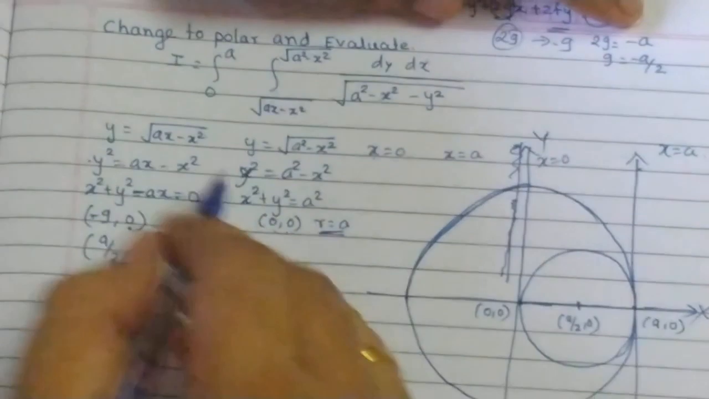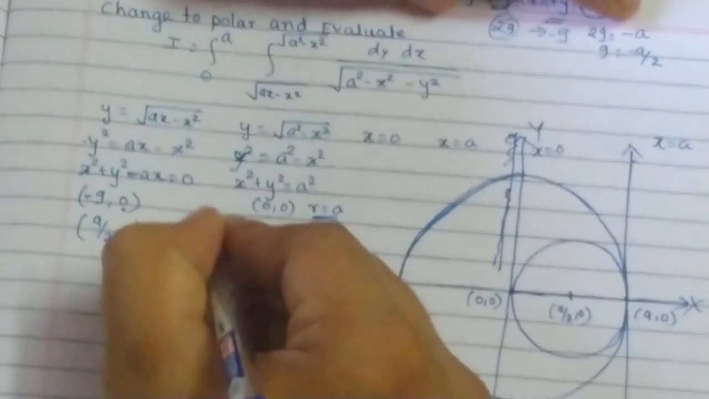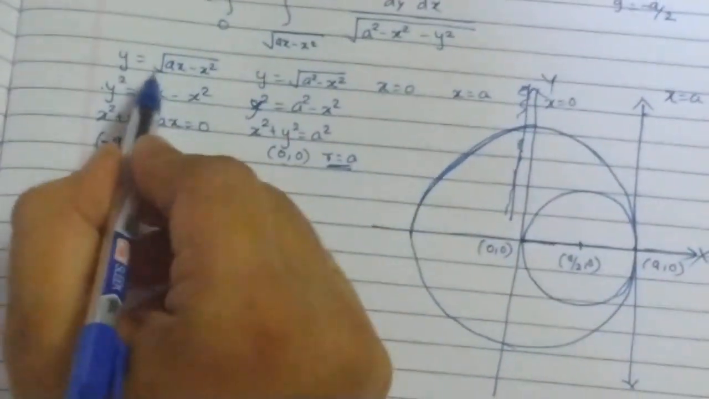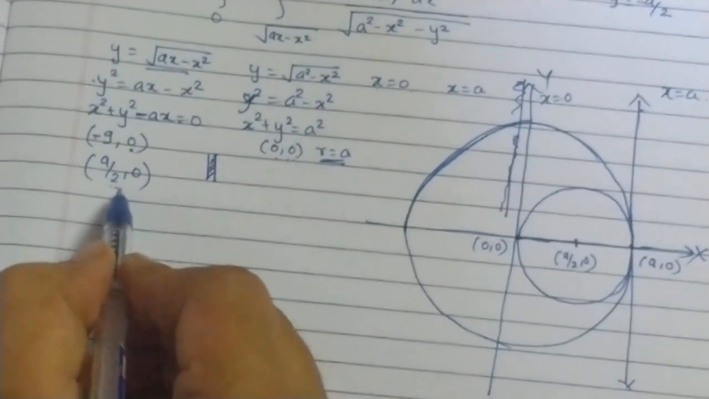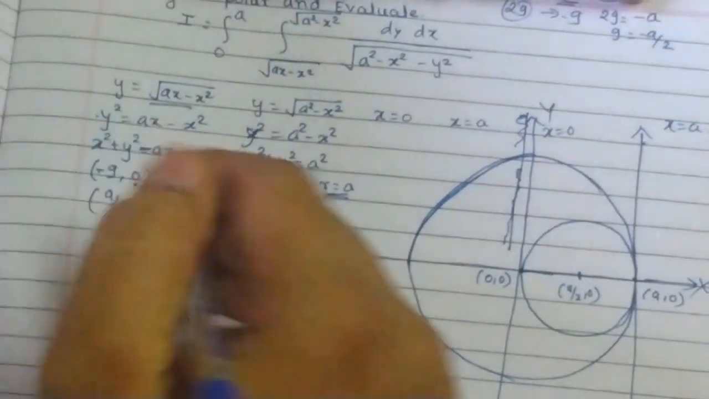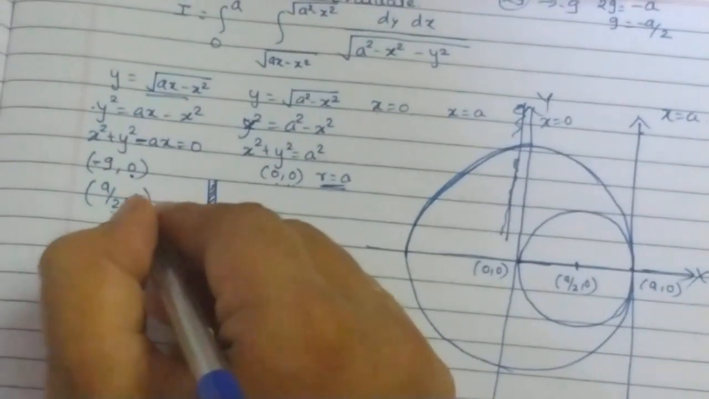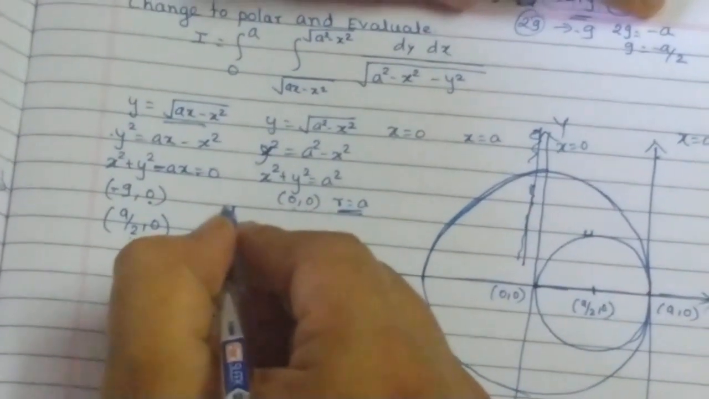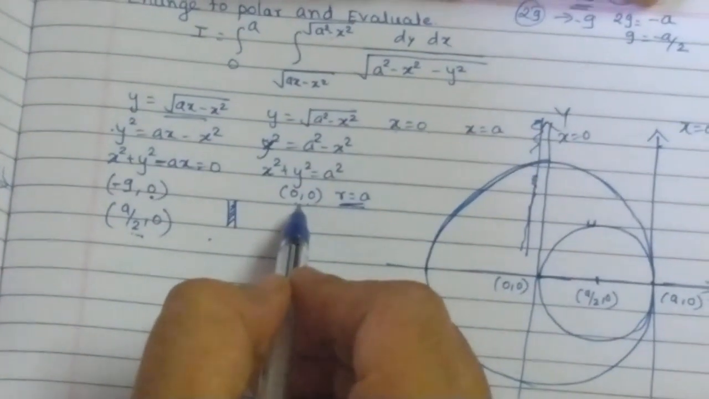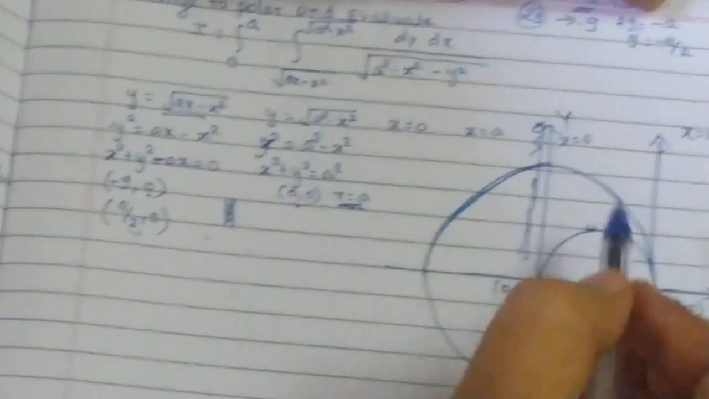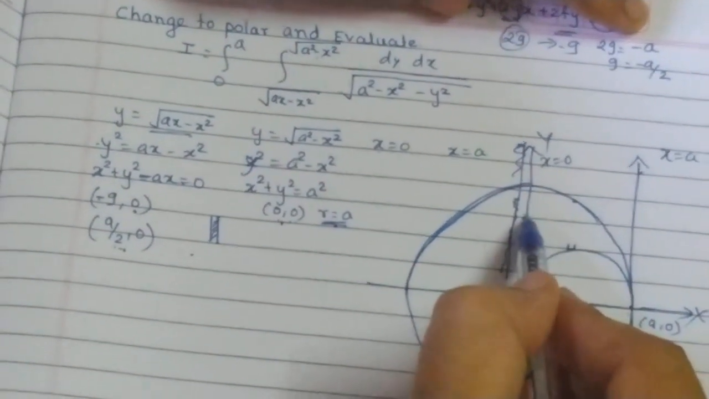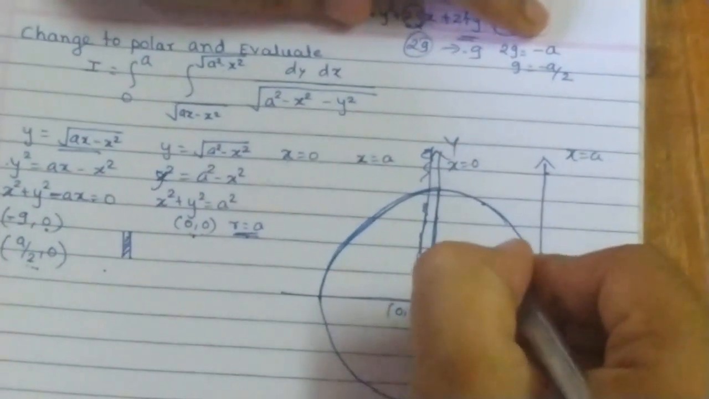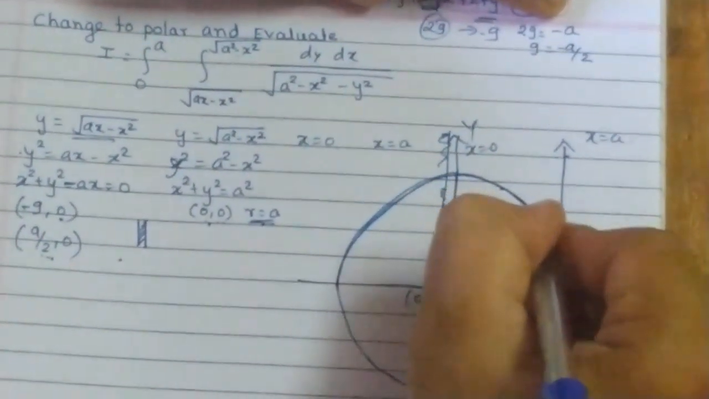Fine. Now in the given problem, the inner limits are of y. Therefore in the original problem the strip is vertical, whose lower end is this circle with center at a by 2 comma 0 and radius a by 2. So here is the lower end of the strip. The upper end of the strip will lie on this circle, with center at the origin and radius a. The movement is from x equal to 0 to x equal to a. So your region of integration is like this. This is your region of integration.